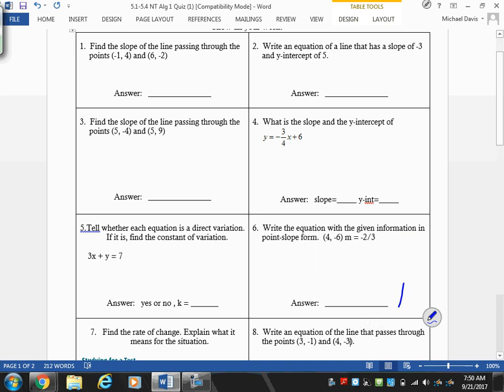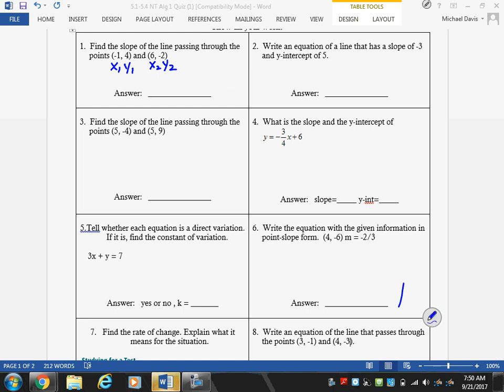Okay, just real quickly on these, we'll try to go through as many of them as we can. Starting off, it says find the slope of the line passing through those points. Just as a real quick thing, remember points are written as x comma y. And then on this one, all you're using is your slope formula.